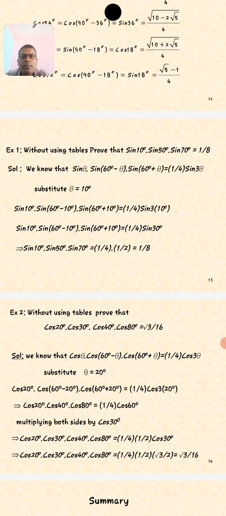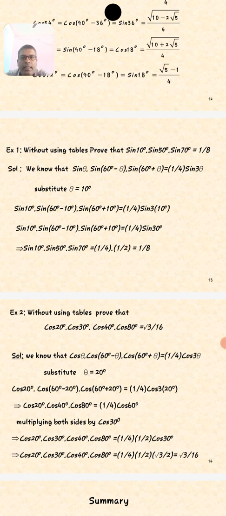Without using tables means we already know that sin theta into sin 60 minus theta into sin 60 plus theta is equal to 1 by 4 sin 3 theta. So using this condition, directly in the place of theta we substitute 10. Sin 10 sin 60 minus 10 sin 60 plus 10, and 1 by 4 into sin 3 into 10 degrees. Sin 10 sin 60 minus 10 sin 60 plus 10 is equal to 1 by 4 into sin 3 into 10 degrees, that means sin 30 degrees.